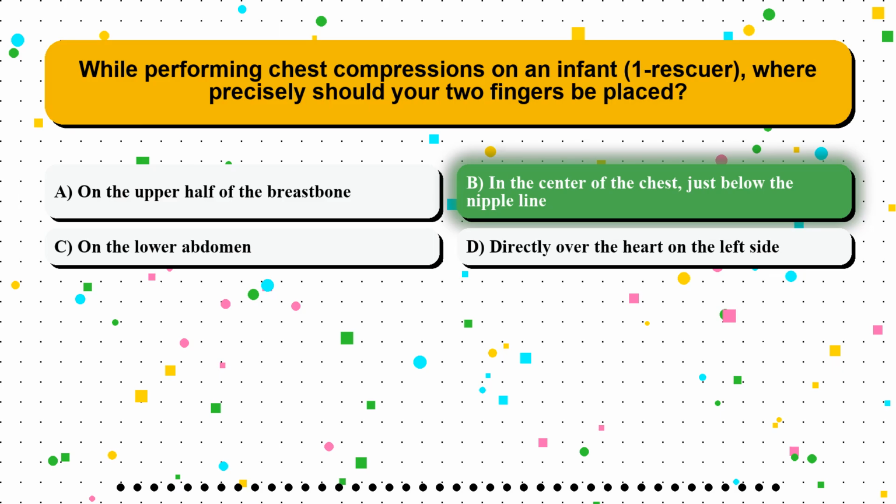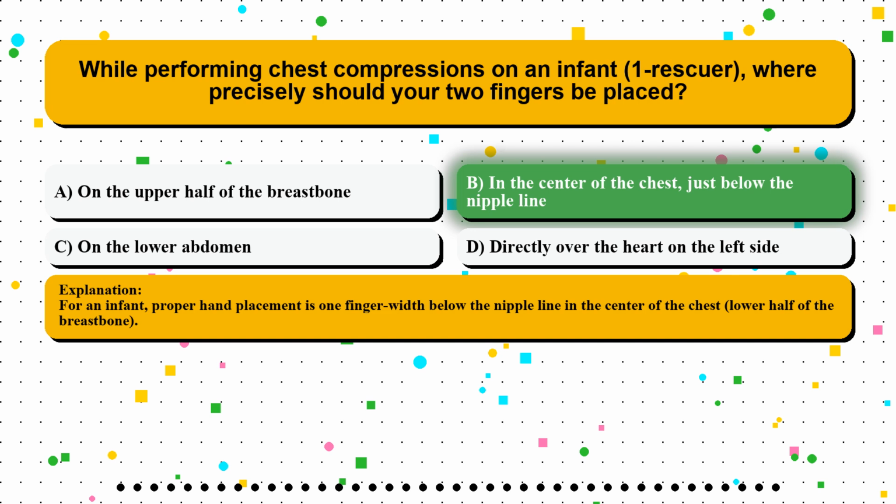The correct answer is option B, in the center of the chest, just below the nipple line. For an infant, proper hand placement is 1 finger width below the nipple line in the center of the chest, lower half of the breastbone.